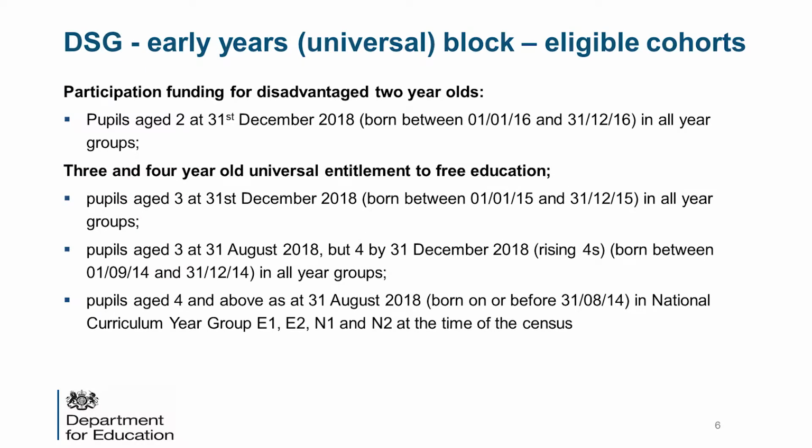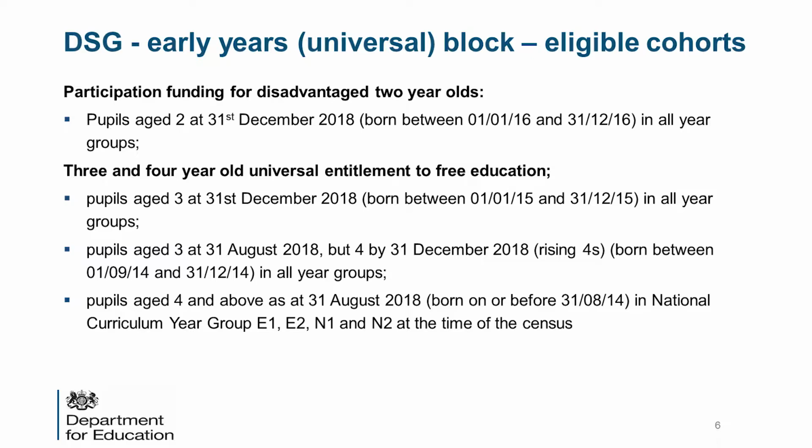With regards to the data required via the school census, funded hours are required for all children aged 3, plus those aged 4 in national curriculum year groups E1, E2, N1 and N2. Extended hours are required for children within the same cohort with a valid eligibility code.